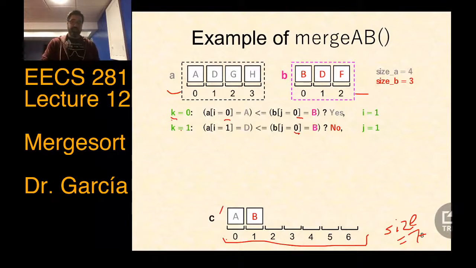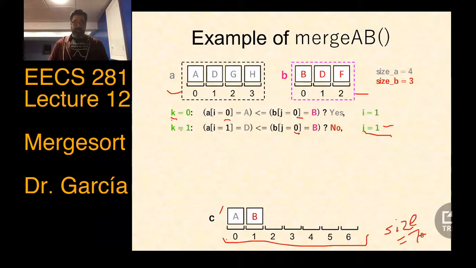Then, is D less than or equal to B? The answer is no. So now I will increment J. So now the value of J will be 1. But before I do that, I make sure that I make the second element in C be equal to the first element in B. All right, so now the state of the indices is K is 1, I is 1, J is 1 after this update right here.